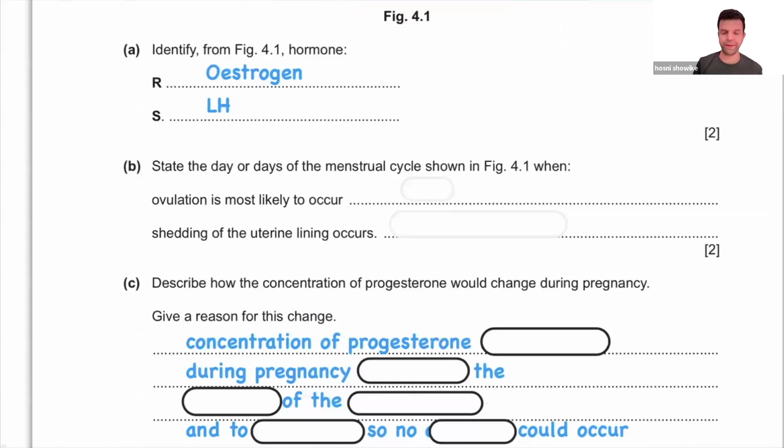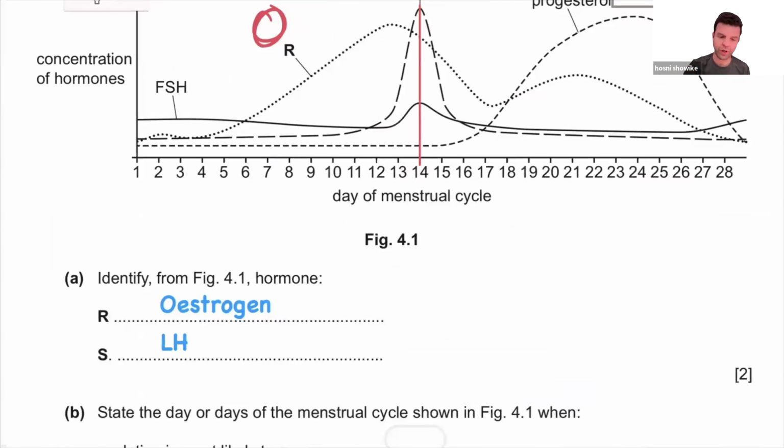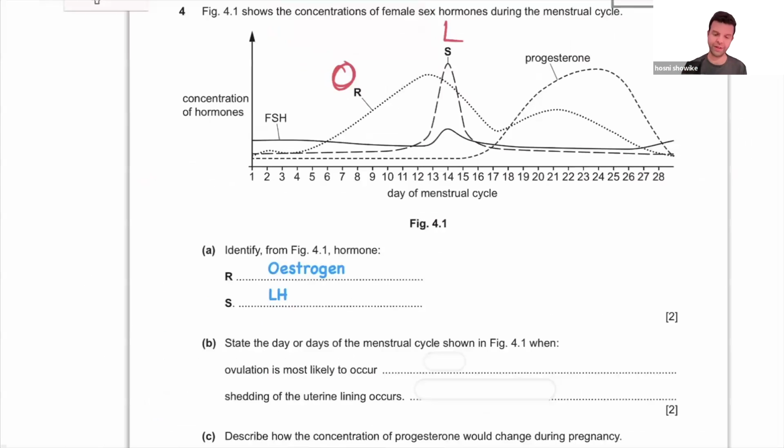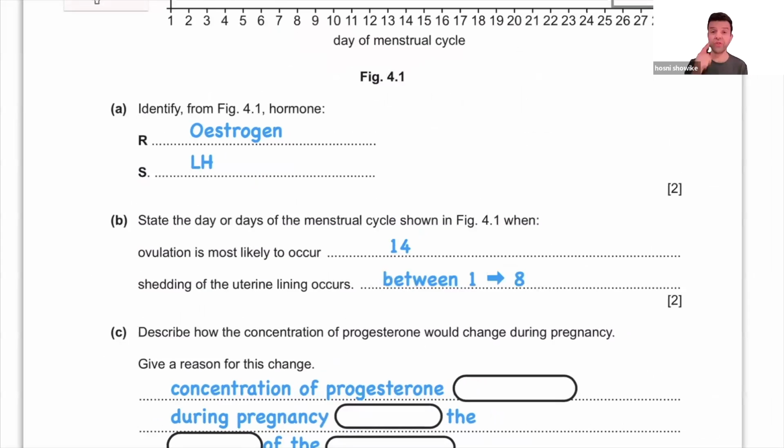And then they said, state the day or days of the menstrual cycle where you would expect ovulation to occur. I don't really need to look at the graph because ovulation always occurs halfway during the menstrual cycle. If you start here, 28, 4 weeks, halfway, day 14. So we're going to say here is day 14. Shedding of the uterine lining, that's menstruation. So here they're asking where you would expect menstruation. Menstruation always occurs at the beginning, so you can state any time here, right?